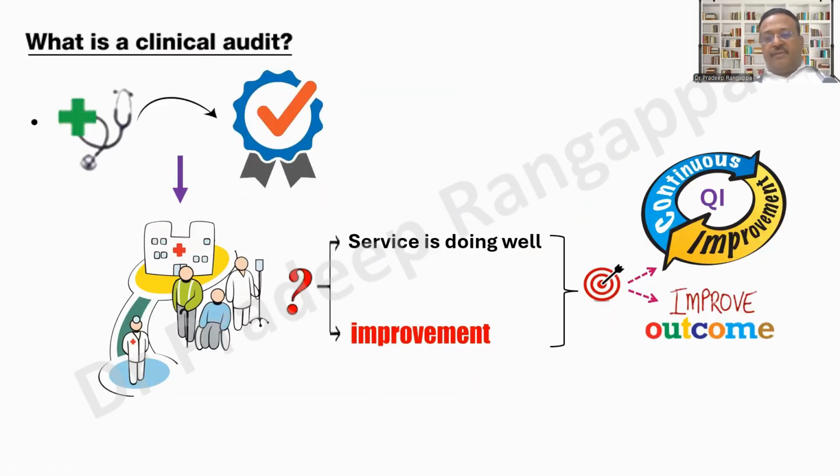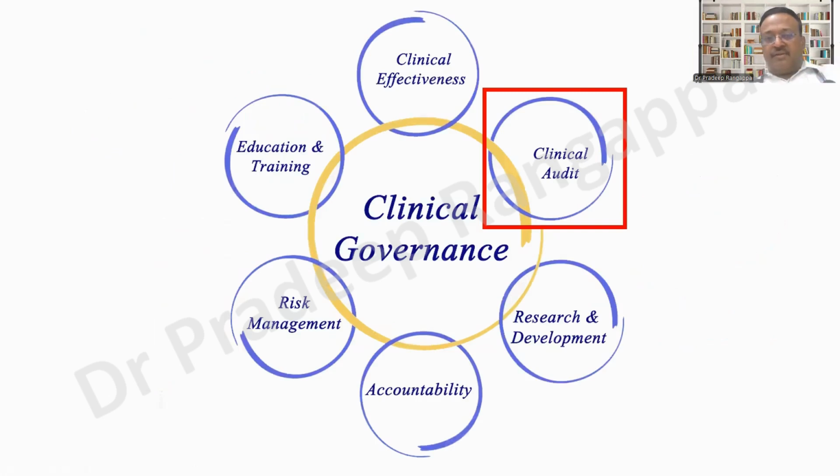And clinical audit, from the administrative standpoint, forms an important pillar. There are 6 pillars of clinical governance, and audit is an important entity in it. When you look at clinical governance, these are the 6 pillars: clinical effectiveness, clinical audit, as you see it's one of the important pillars, research and development, accountability, risk management, education. So for all my intensive care trainees, if you claim to be running a good ICU, you need to embark on having each of these components.